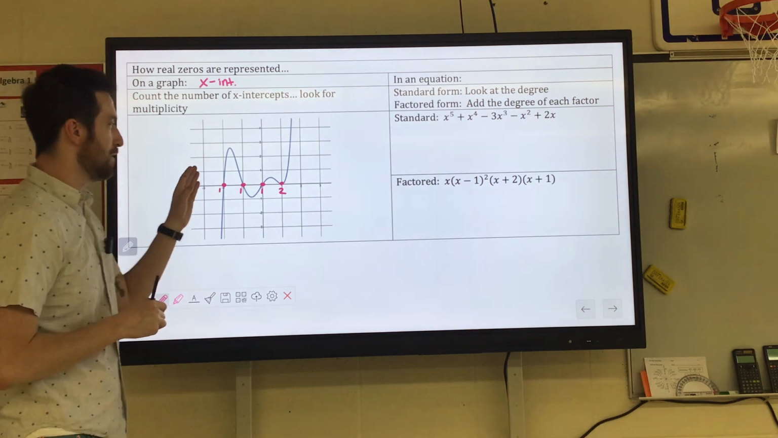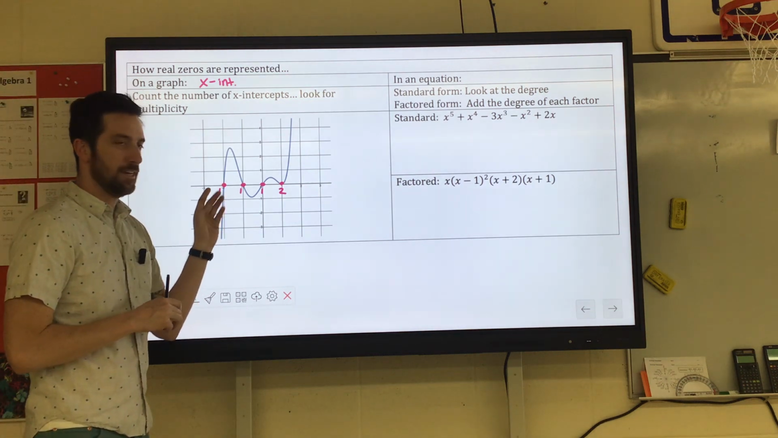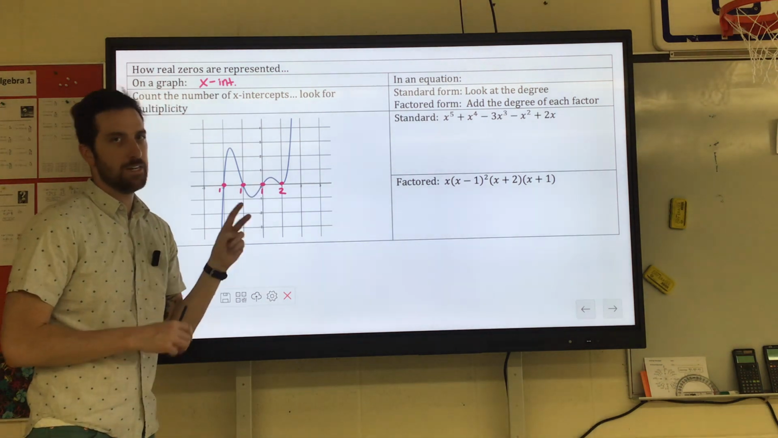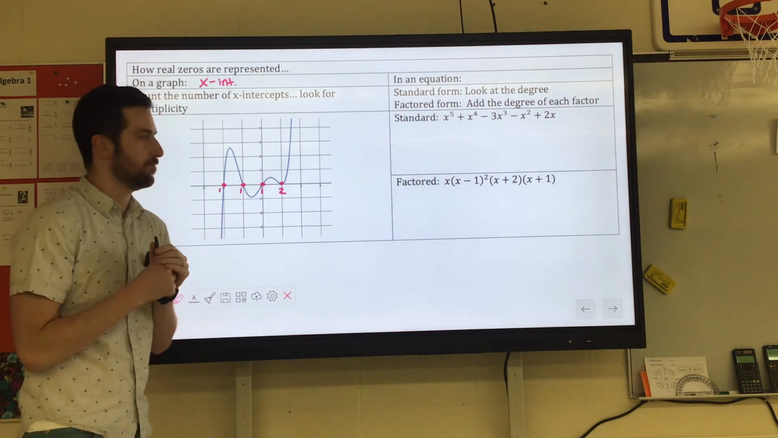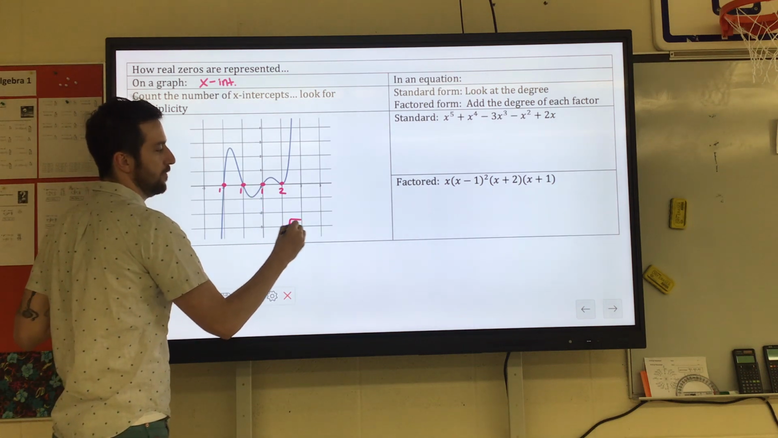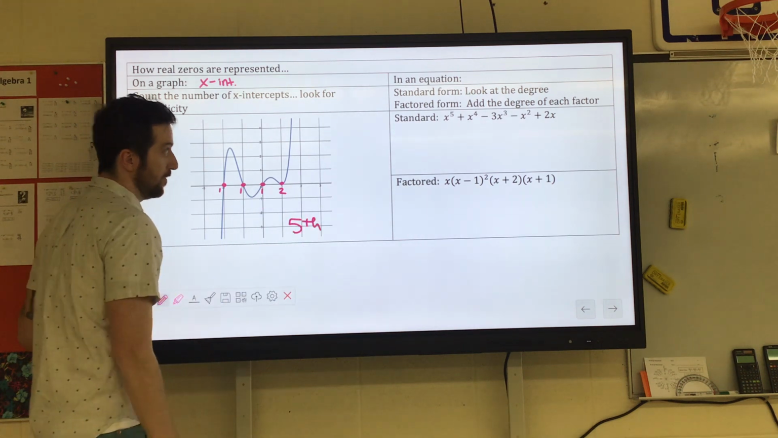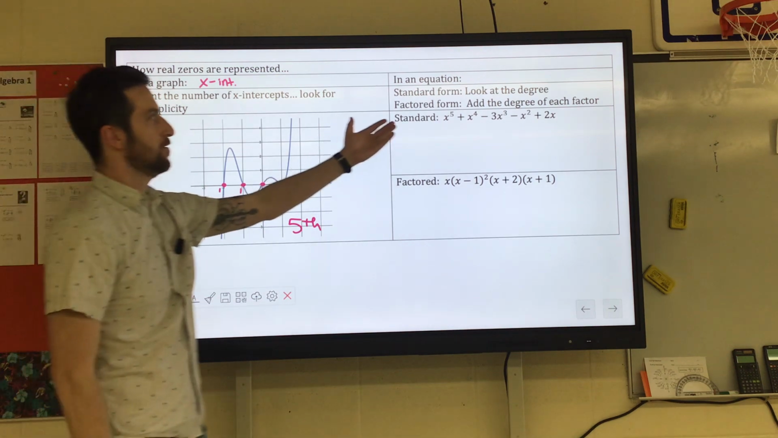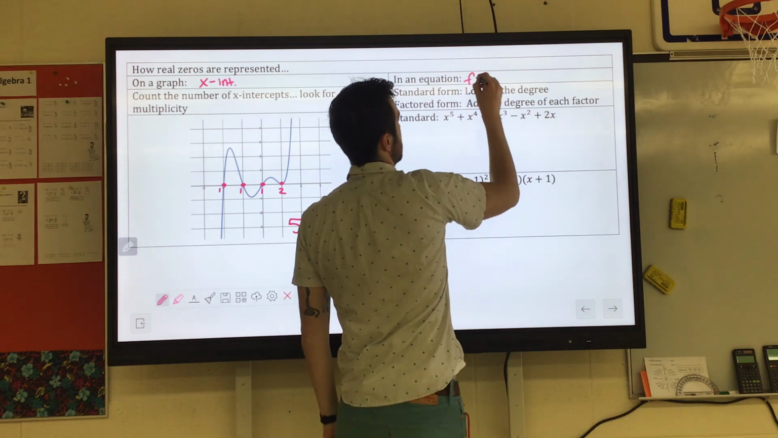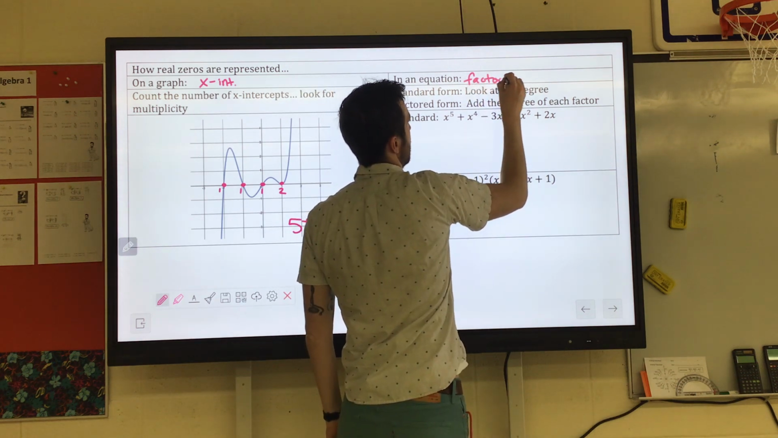Now, if you add up all those zeros, again, if it crosses through, it's 1. If it hits it and turns around, it's 2. And then if there's a bend through it, we say that's 3. So this would be 1, 2, 3, 4, 5. This is a 5th degree polynomial. And in an equation, factor and solve.